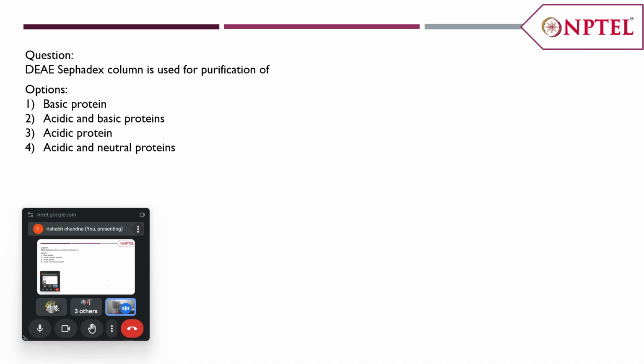So DEAE Sephadex column is used for purification of basic proteins, acidic proteins, acidic and basic proteins, or acidic and neutral proteins. Can anybody guess?